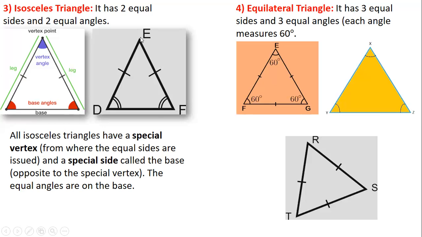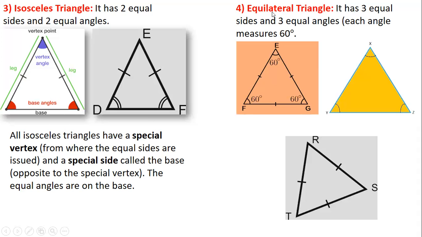Let's look at triangle EDF. E is the special vertex since ED is equal to EF, and DF is the base since it is the side opposite to the special vertex. Angle EDF is equal to angle EFD. So this is the isosceles triangle.